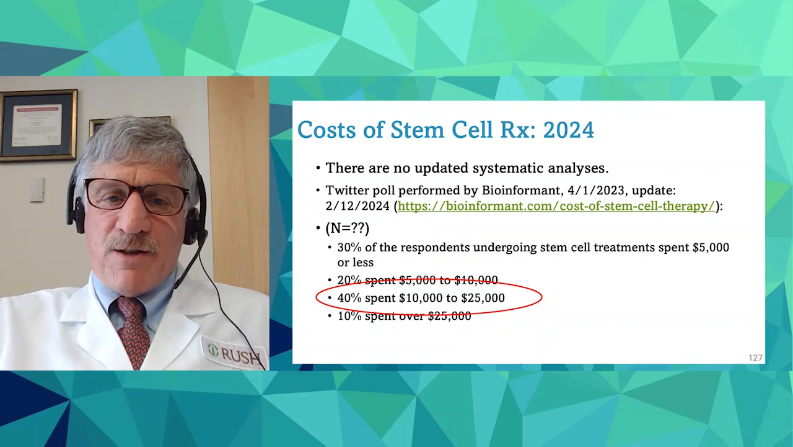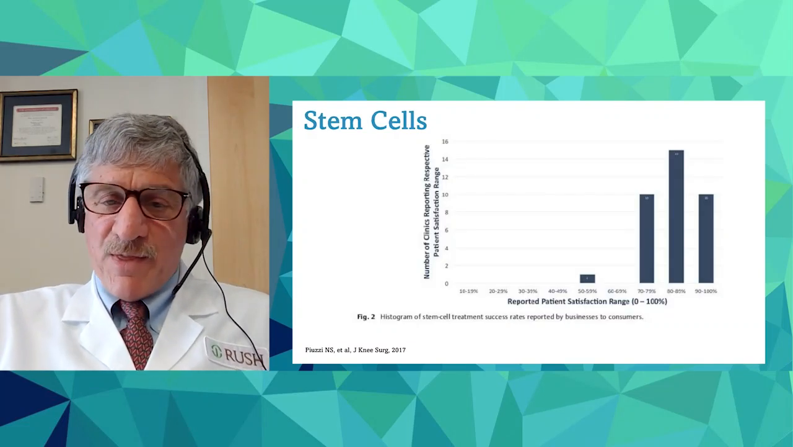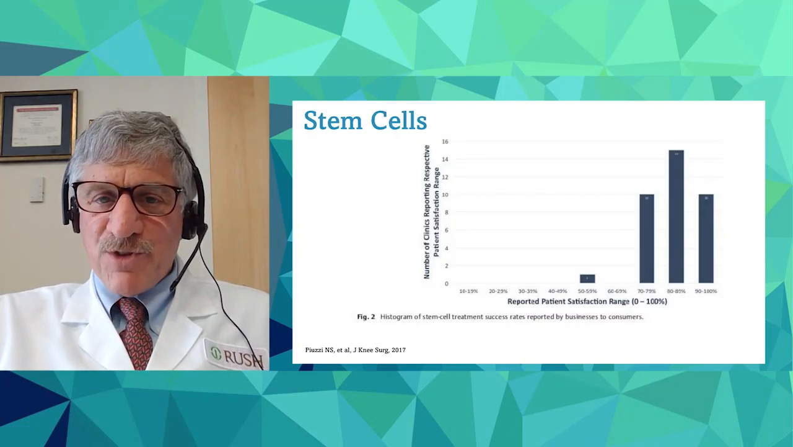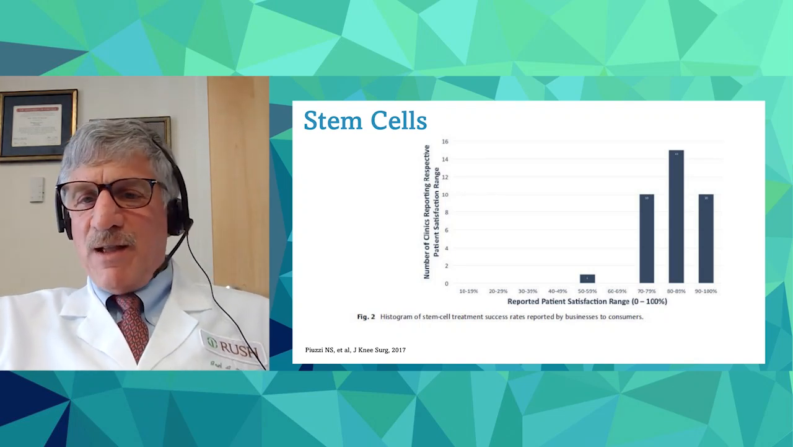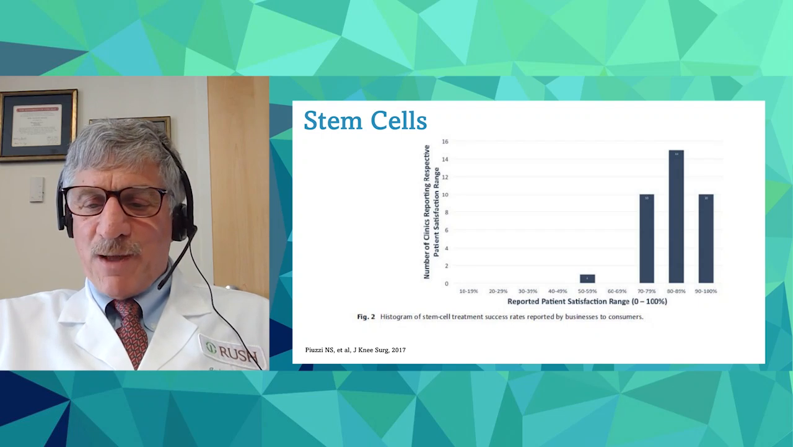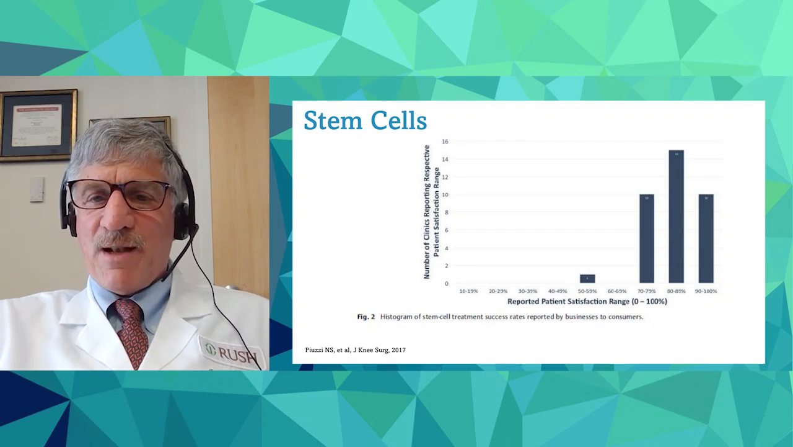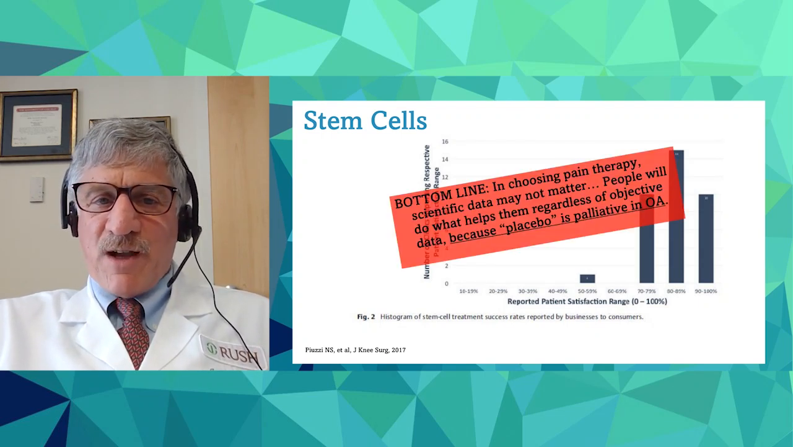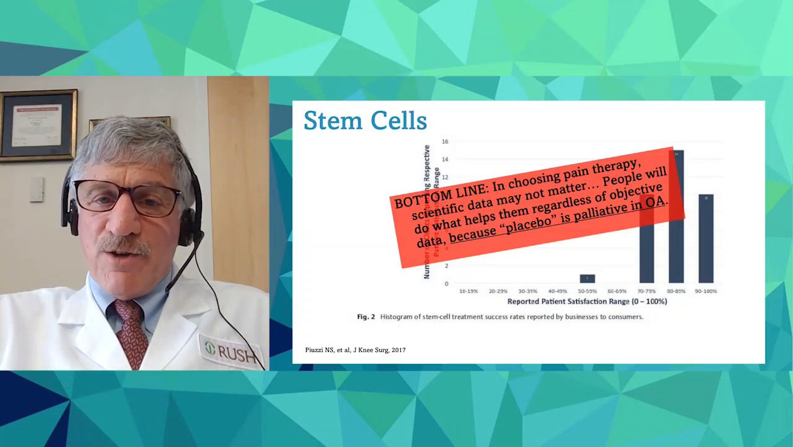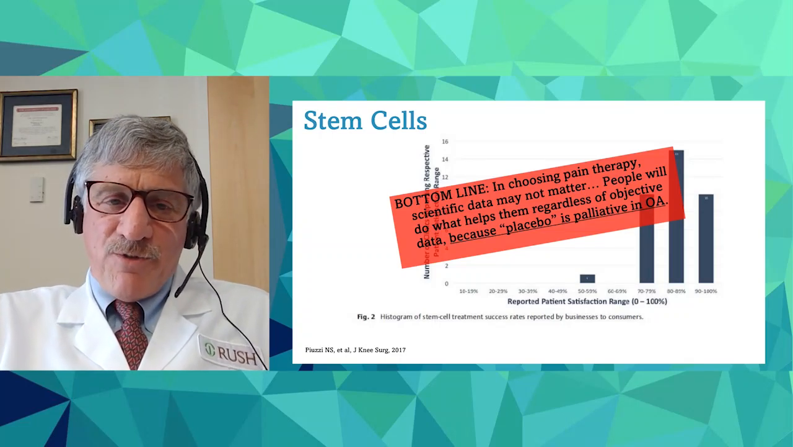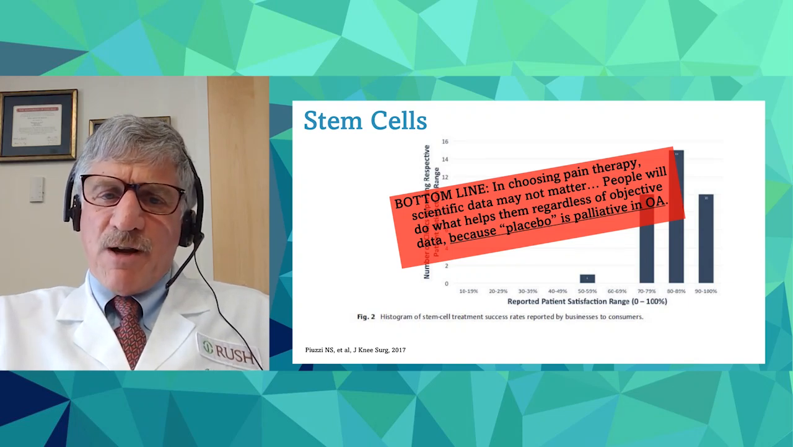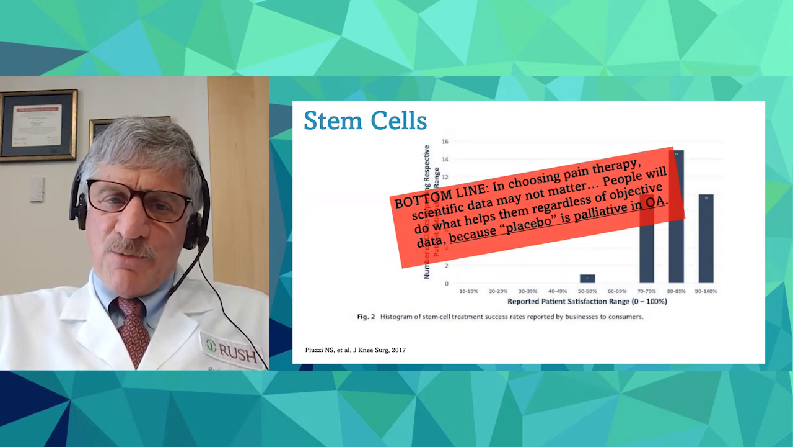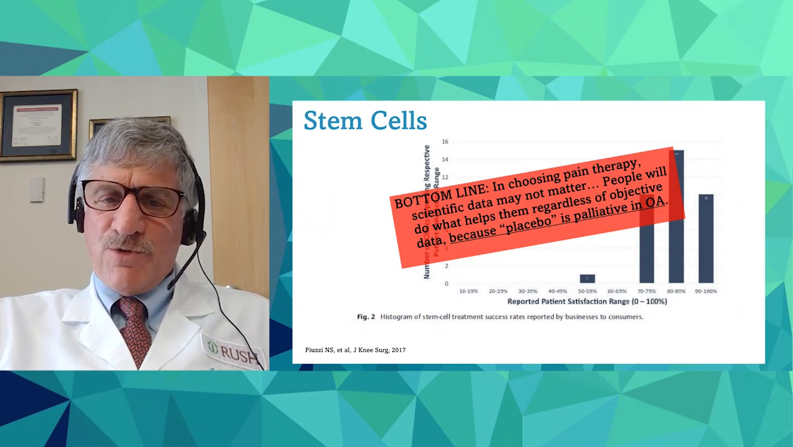Now, the interesting part is that people say they get huge amounts of relief from these injections. Almost everybody who gets the injection feels that they get relief. How can that be when I just told you that it's no better than a placebo when we look at it systematically? Well, remember, placebo is effective. And so the bottom line is that in choosing pain therapy, scientific data probably don't matter that much to people. They will always do what helps them, regardless of objective data. And just remember that the placebo effect itself is extremely palliative in osteoarthritis.